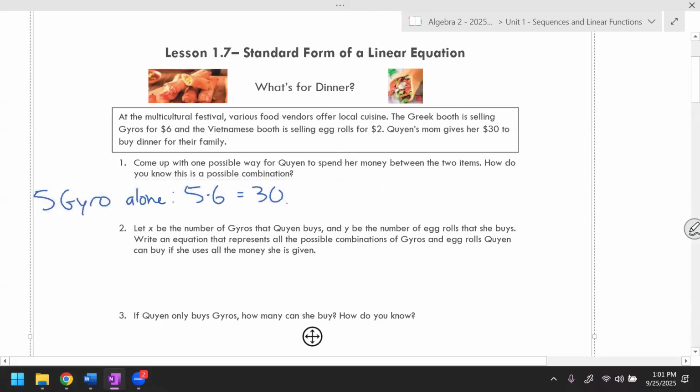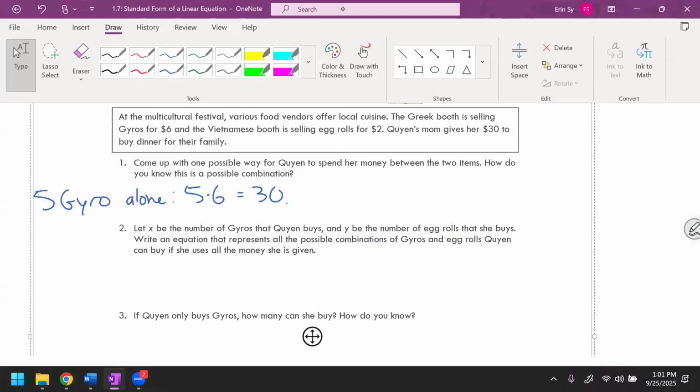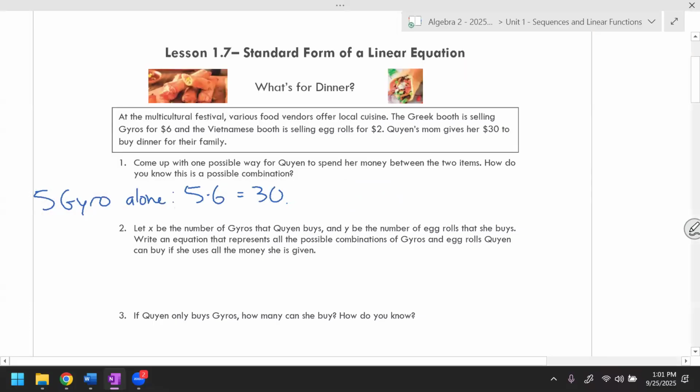I like gyros better than egg rolls, I don't know about you guys. But can anyone see a different combination? Gwen, what do you think? 3 gyros for $18. And how many egg rolls? 6 egg rolls. And that uses up her entire budget, doesn't it?